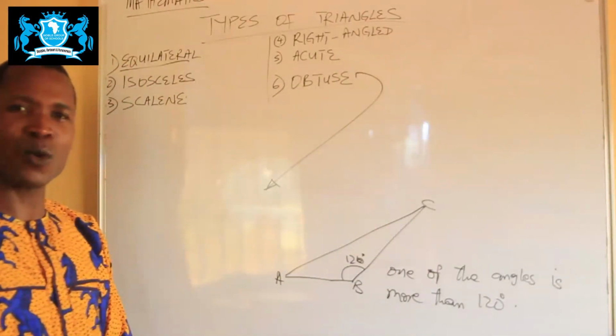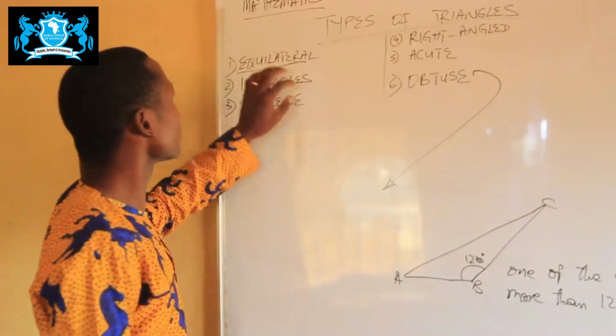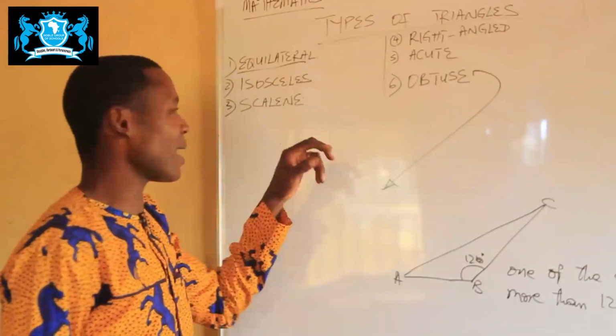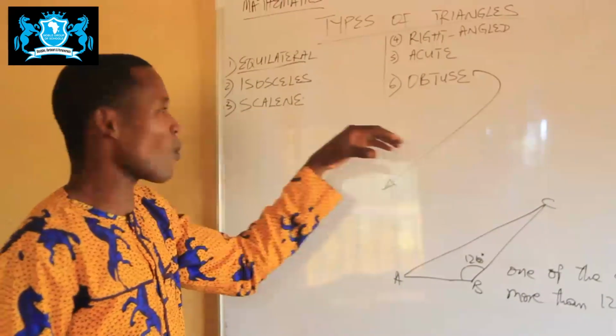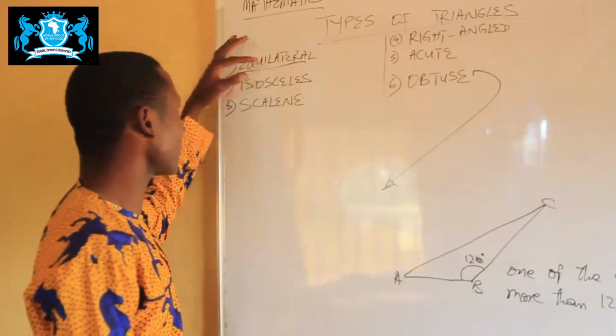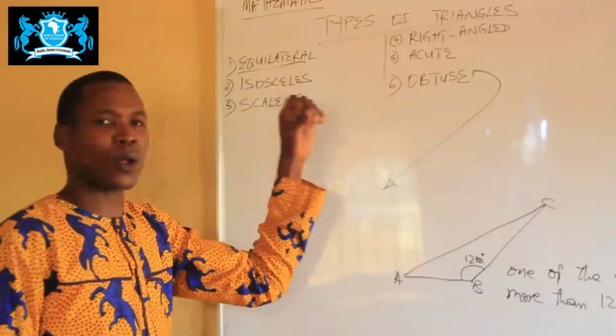In this class, what we have been able to do is to tell you that in an equilateral triangle, all the sides are equal. We have looked at the equilateral triangle, isosceles triangle, scalene triangle, right angle triangle, acute triangle, and obtuse triangle.